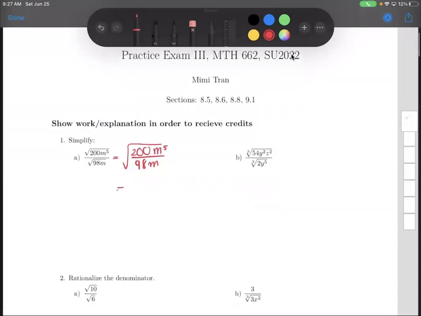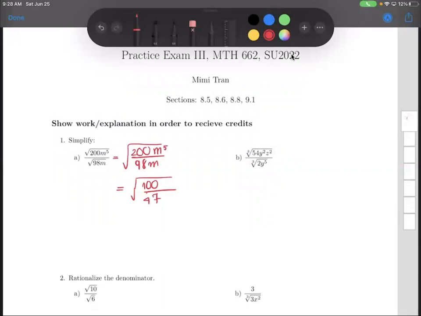All right, now simplify factor by factor. Let's simplify the number first. So 200 and 98, both divided by 2, right? So 200 divided by 2 is 100, and then 98 divided by 2 is 49. And I don't think you can simplify more in terms of common factor.